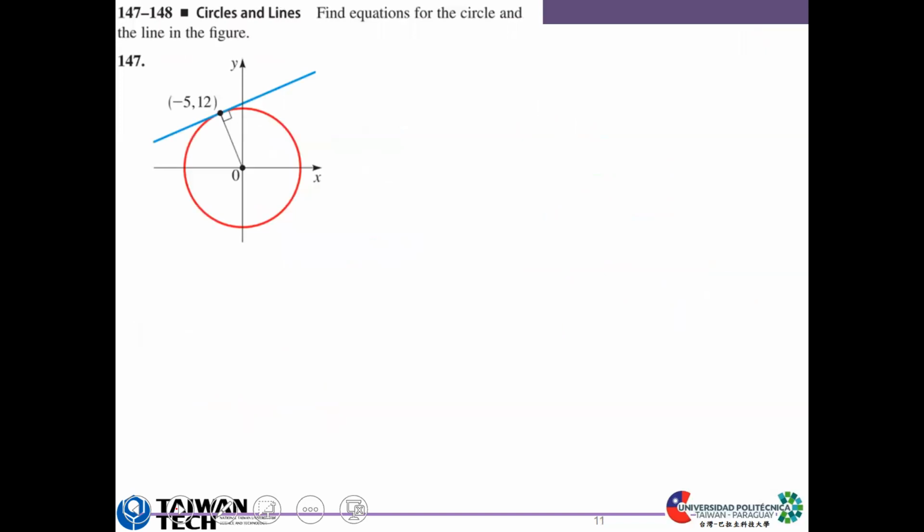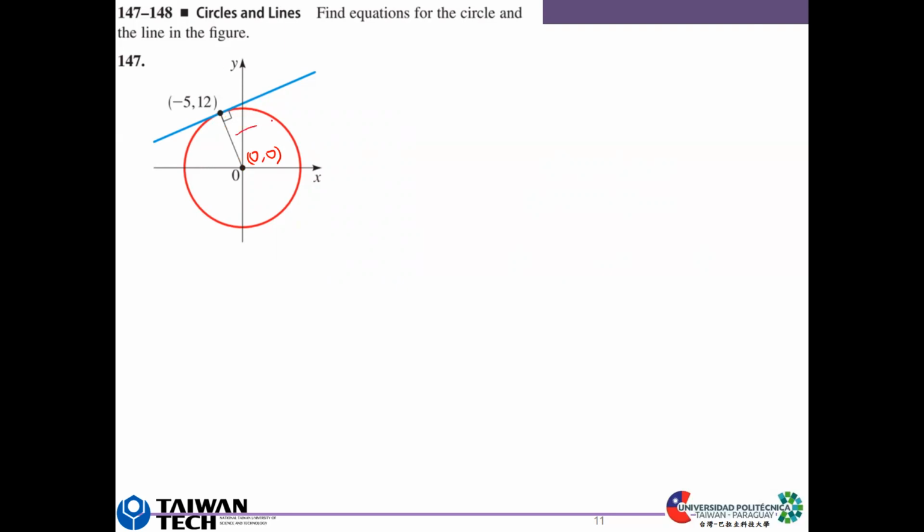Okay, the next problem we're going to talk about is problem 147. Find equations for the circle and the line in the figure. So first for 147, we know this is 0, 0, our origin, O, and the line is tangent to the circle, so it is perpendicular to the radius.